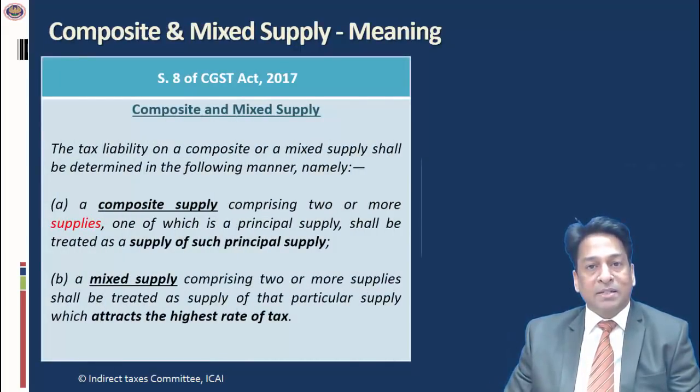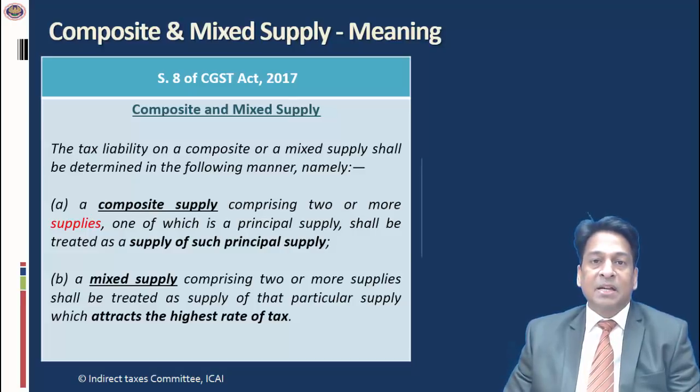If we want to understand, composite supply means two or more supplies, one of which is the principal supply, and that would be the determining factor. So, two or more supplies, one of which is the principal supply, and GST is applicable on the basis of the principal supply. And what is the definition of mixed supply? Two or more supplies shall be treated as that supply which attracts the highest rate of tax.